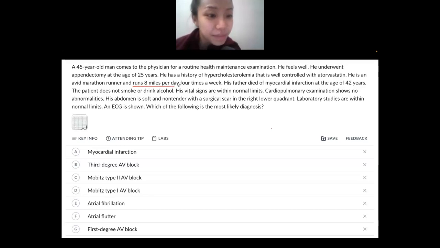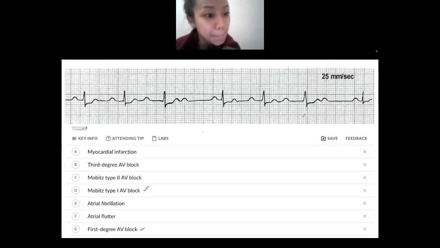He runs. Okay. Dad clearly had an MI at 42, which is something we are concerned about. And the EKG. Okay, I thought I saw a PR. You know what? You are right. The QRS does drop, and it's a longer drop. So Vanessa, I think it's D.